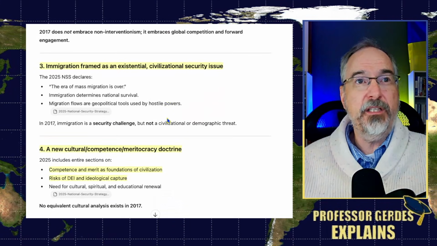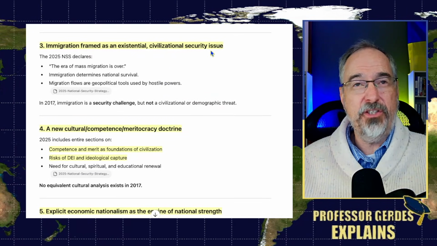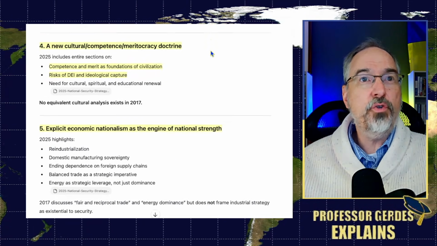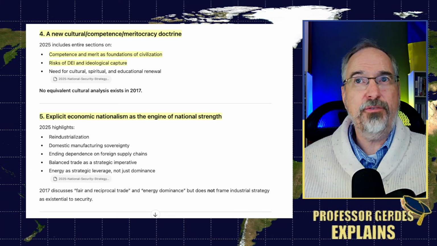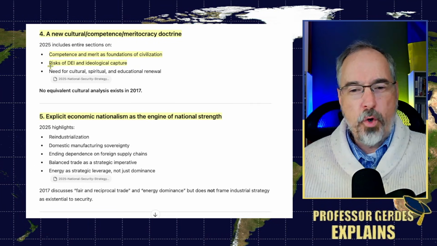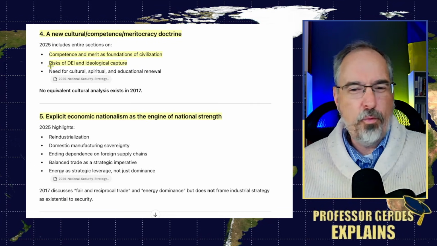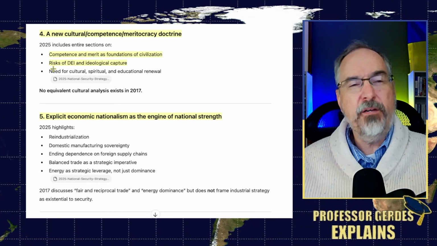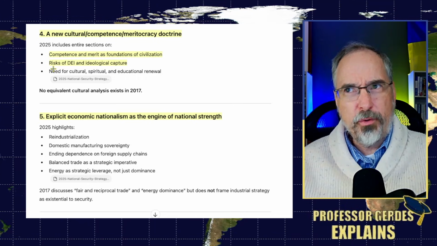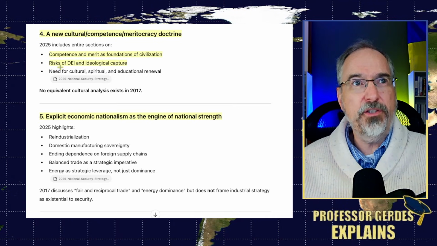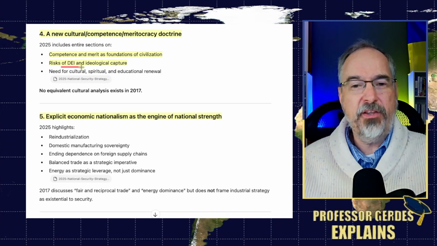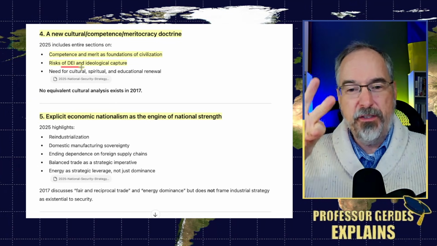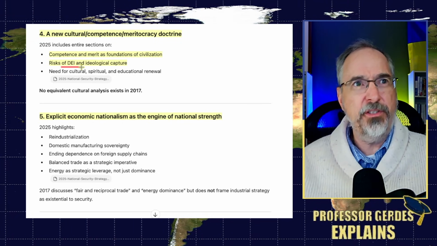Okay, immigration is framed as an existential civilizational security issue. It was there before, but now it's heightened. A new cultural competence meritocracy doctrine. This is new because woke and DEI and that sort of thing wasn't really a thing back in 2020 or 2017. It really rose up shortly thereafter and into the Biden administration, where DEI was a big thing and it was embedded into everything, like the military was doing. That was a Biden administration thing that the Trump administration is unwinding.